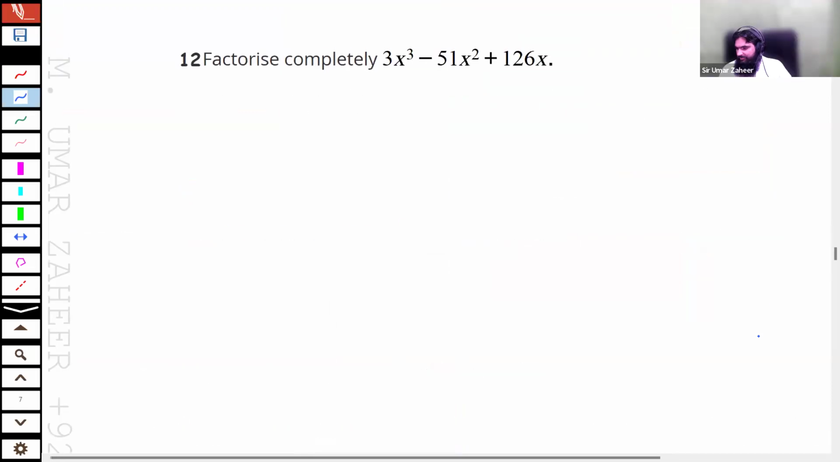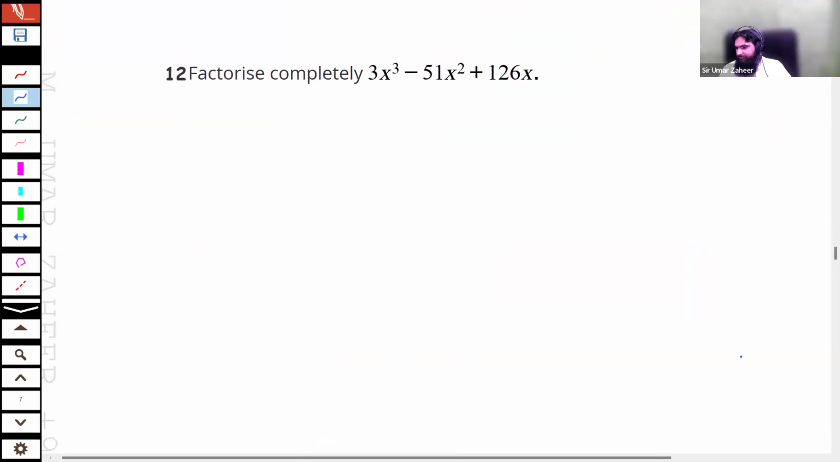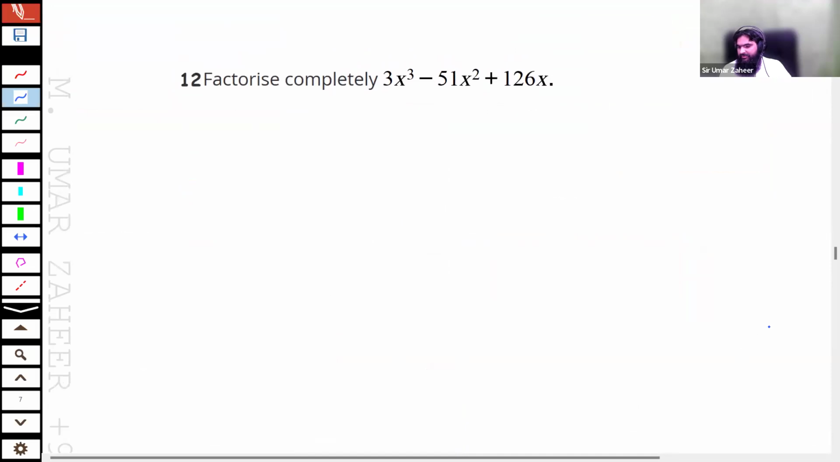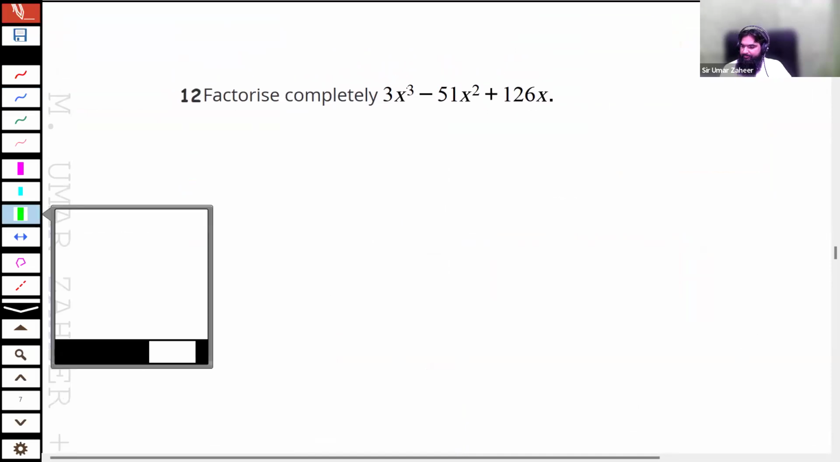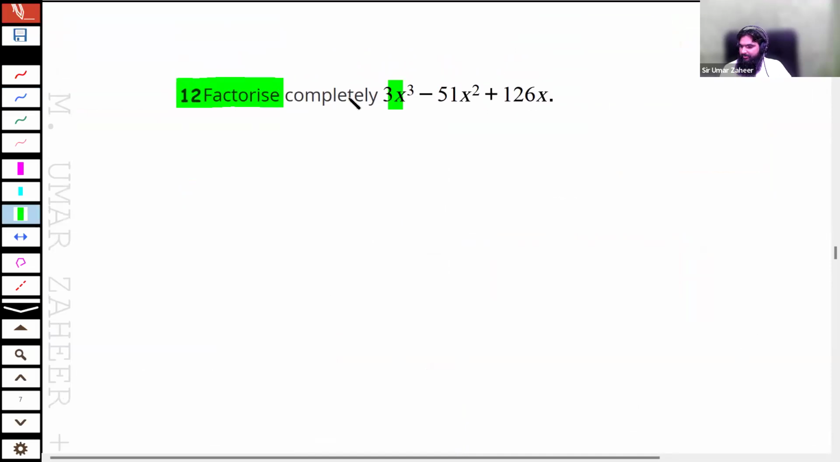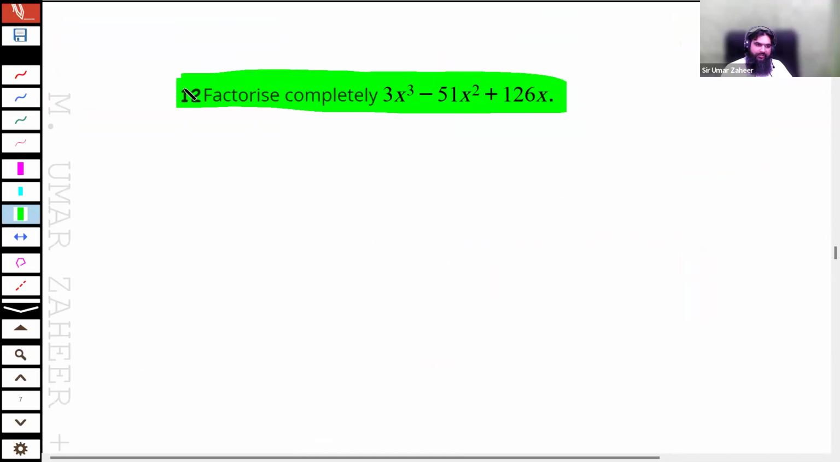All right, everyone. Yes, everyone, do this one and send the picture. Fourth one. The first step is you have to take x as common, okay? Because you have three terms. First of all, you have to make it a quadratic one, and then you have to simplify them.